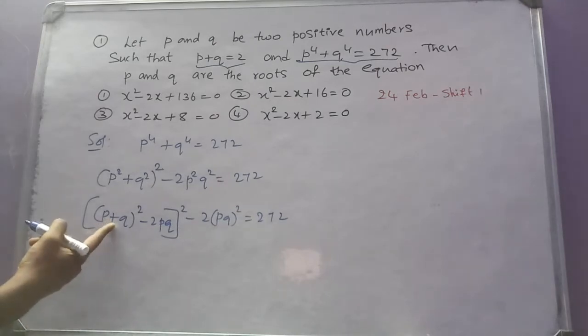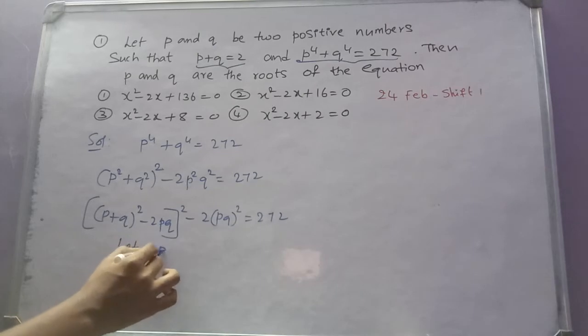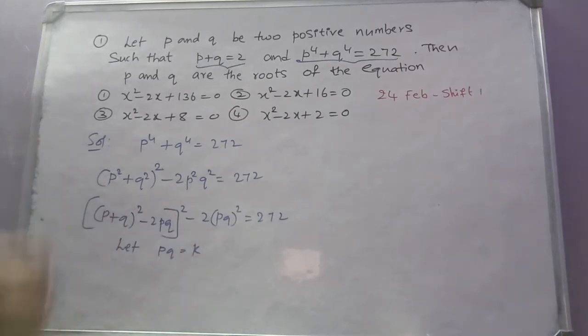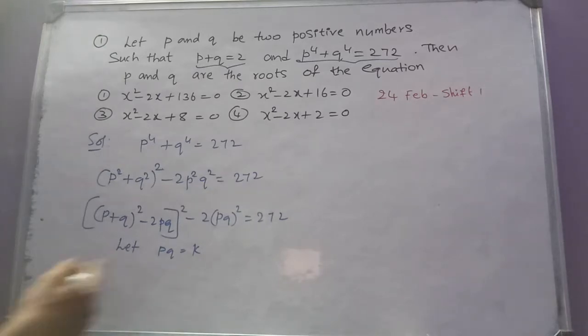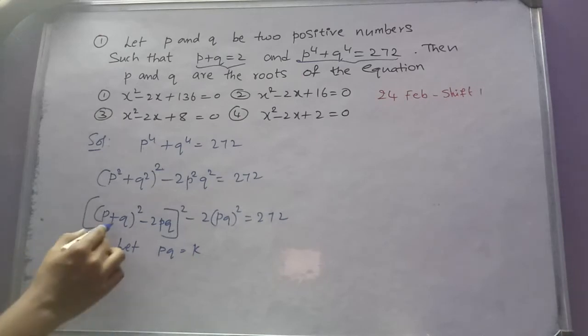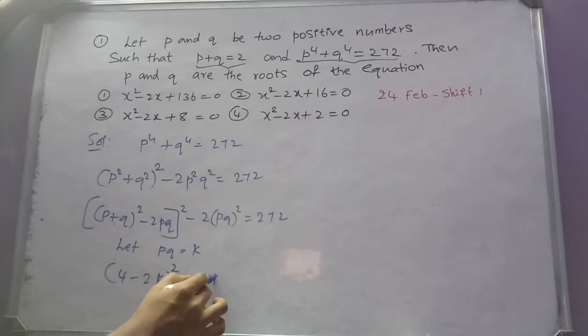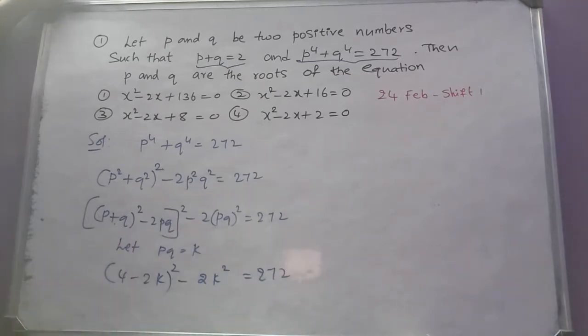They have given that P plus Q whole square is 2, so I can substitute it. And for some time, let PQ be equal to some variable K. You don't take it as a constant, think of it as a variable. So if you substitute P plus Q is 2, 2 square is 4. So 4 minus 2K whole square minus 2 into K square equal to 272. So using A minus B whole square expansion, A square minus 2AB plus B square, and minus 272 equal to 0.